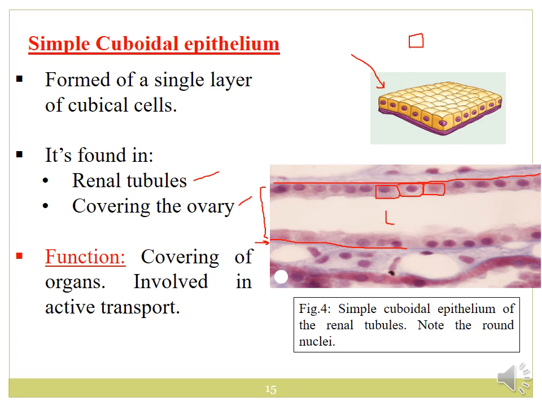So this is important. This is one of the first relations between appearance and structure. Cells that perform active transport are usually cuboidal in shape, and cells that are cuboidal in shape usually perform active transport.